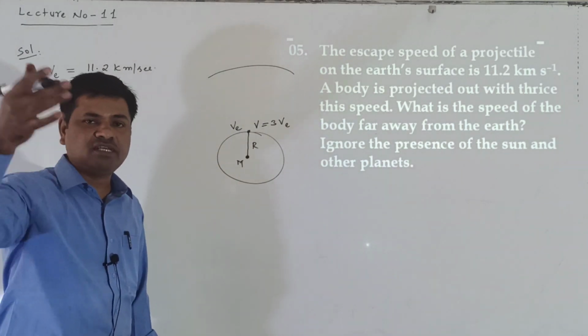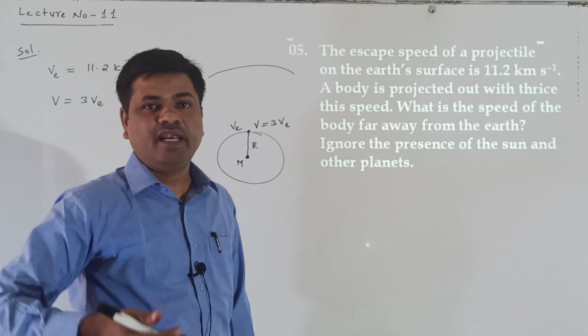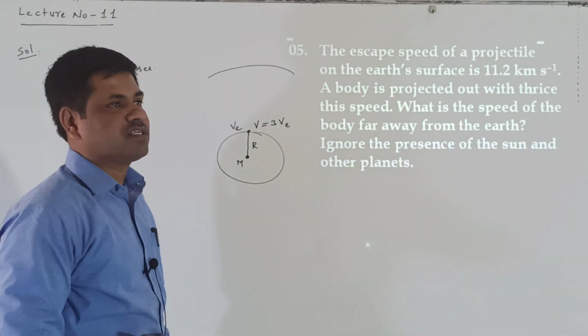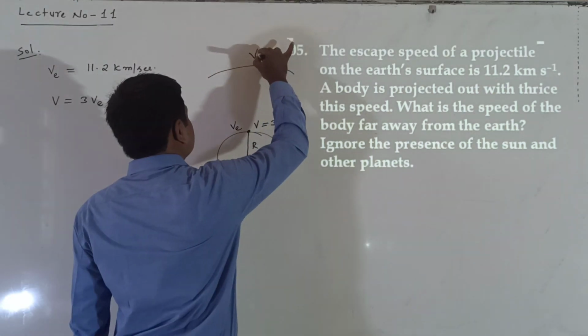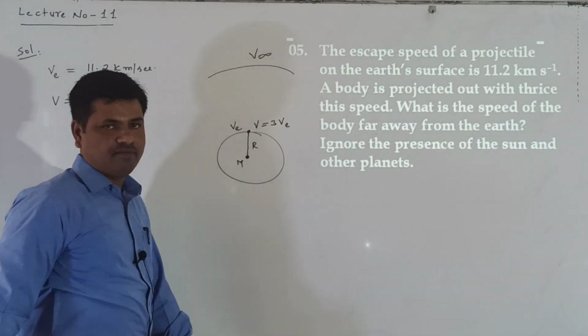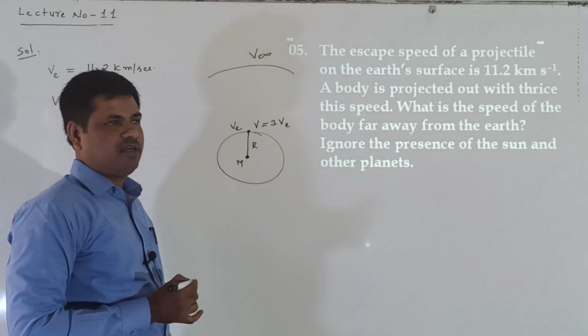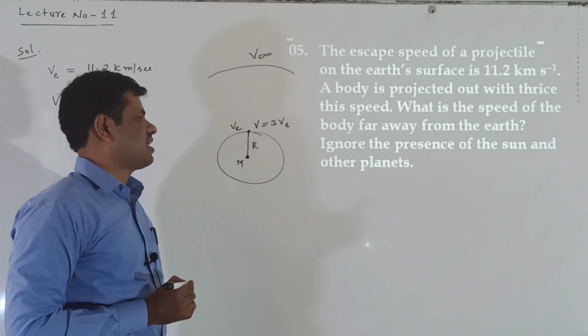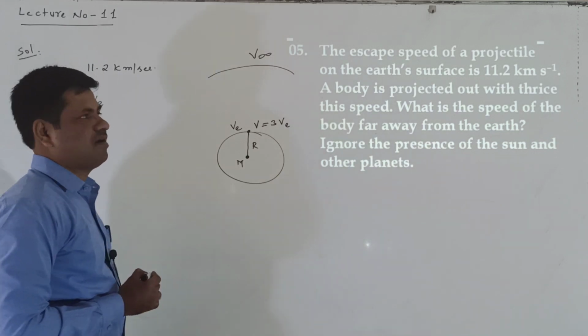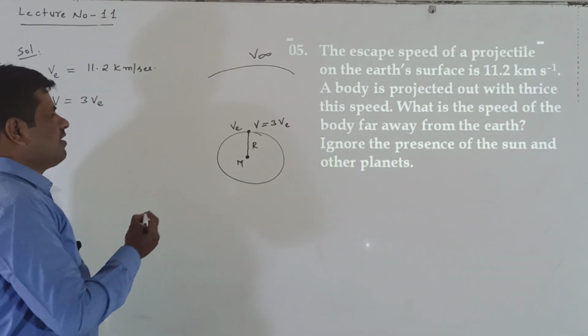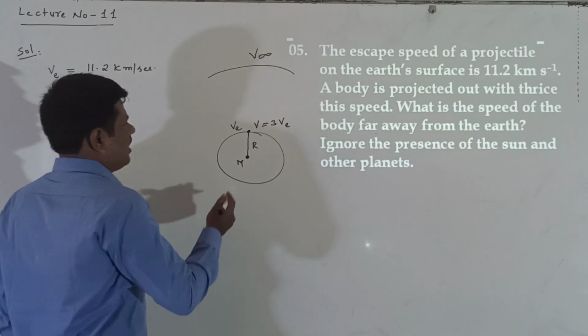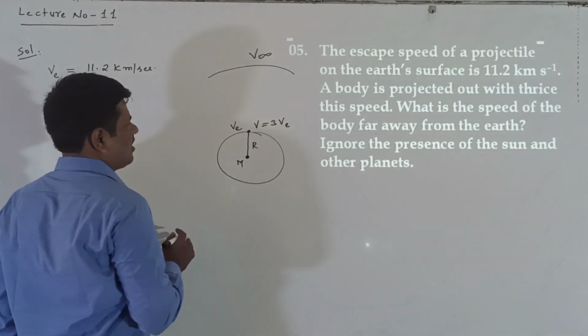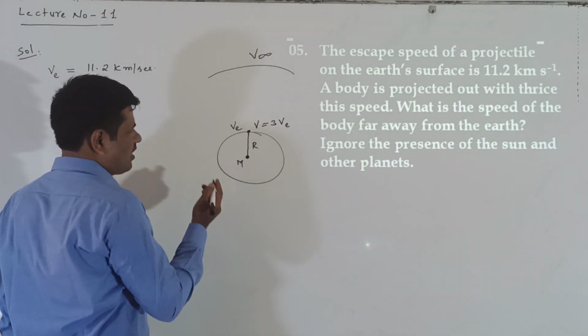Far away from the earth means it is at infinite distance, or it enters into interstellar space. In the interstellar space, the velocity we consider is V infinity. That V infinity is asked here. Ignore the presence of the sun and other planets. That is given. Here we know one relation, the escape velocity.